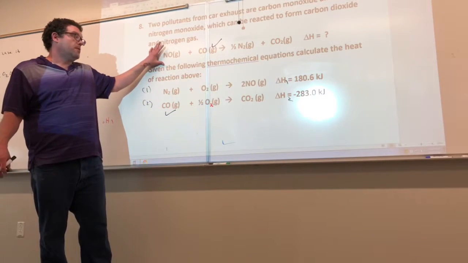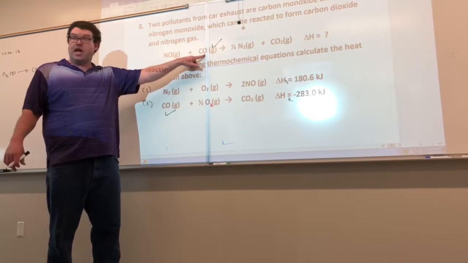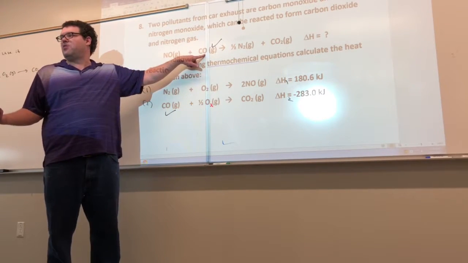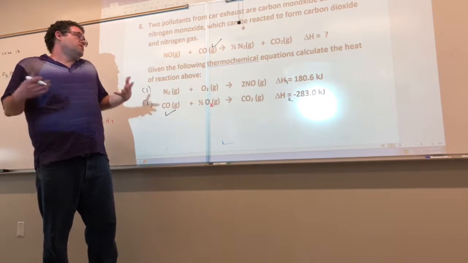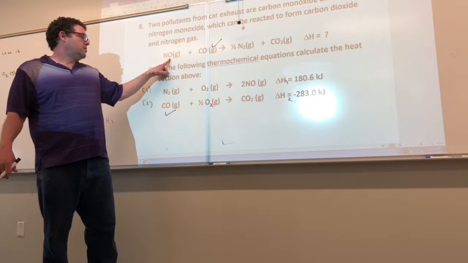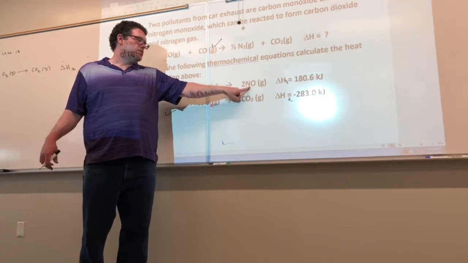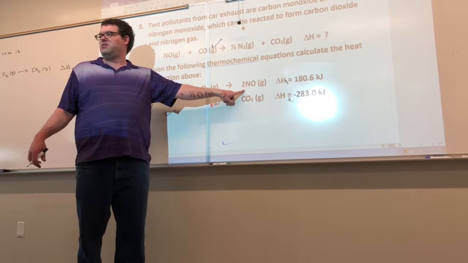Just worry about the reactants. So we can start with, oh, there's the CO, that's a reactant. I didn't tell you which reactant to start with, so it doesn't really matter. Okay, what's the other reactant? NO. Well, the NO's on the other side. So it's in equation 1, but it's on the other side, and there's 2 of them. So you've got to flip it and divide by 2. Okay, that's it.